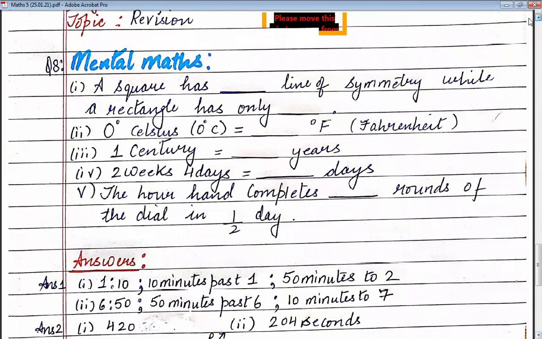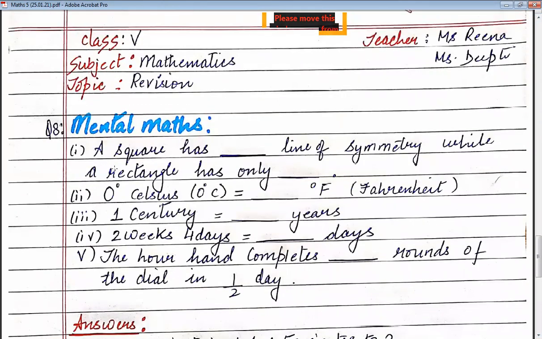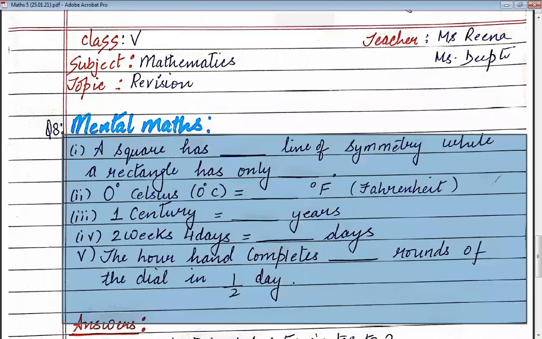Now, children, this is just a mental maths. You have to read the fill in the blank and you have to give your answer quickly. Now, children, you remember what is a square? You have to tell a square has dash line of symmetry while a rectangle has only dash. Now, can you tell me the answer? A square has 4 lines of symmetry while rectangle has only 2. Okay. Now 0 degrees Celsius is equal to how much Fahrenheit? 0 degrees Celsius. You know that this is a freezing point and it is equal to 32 degree Fahrenheit. Is it clear, students? Okay.